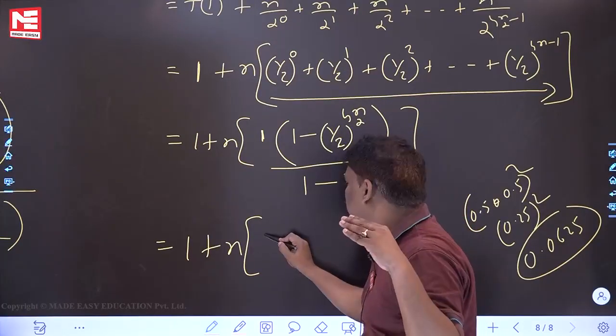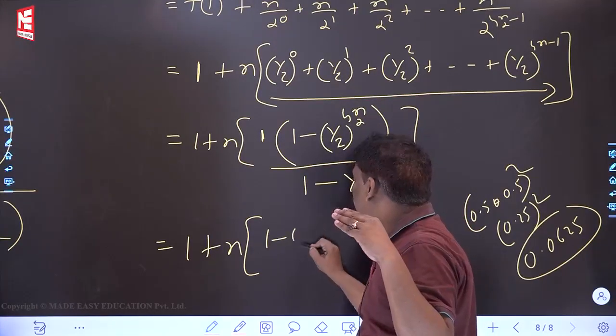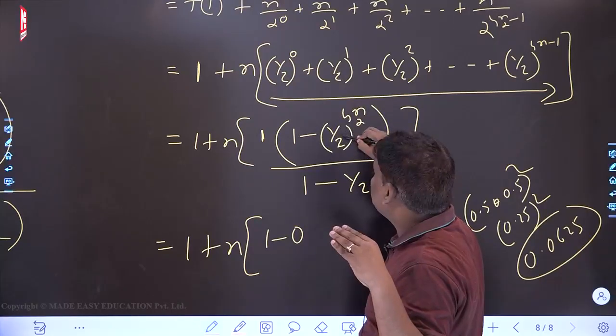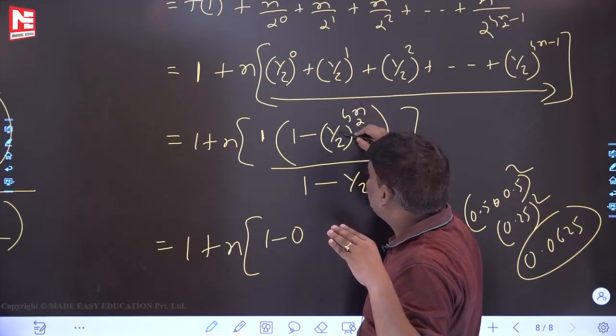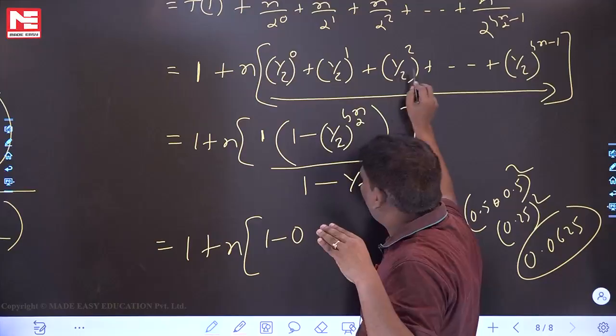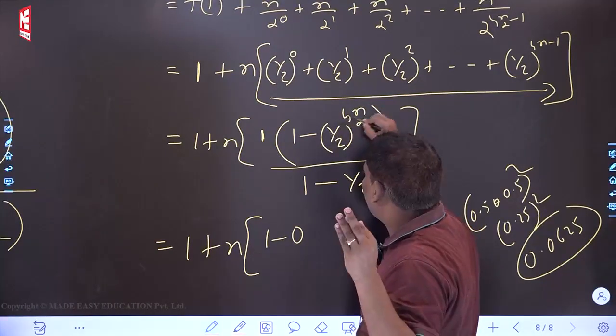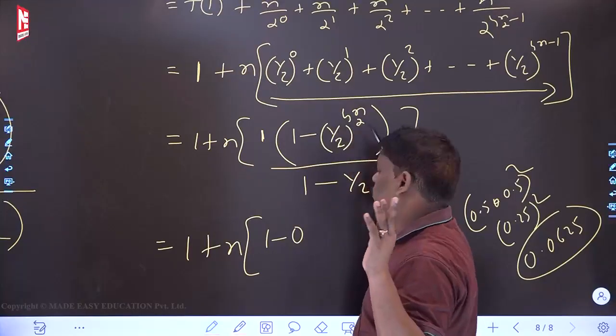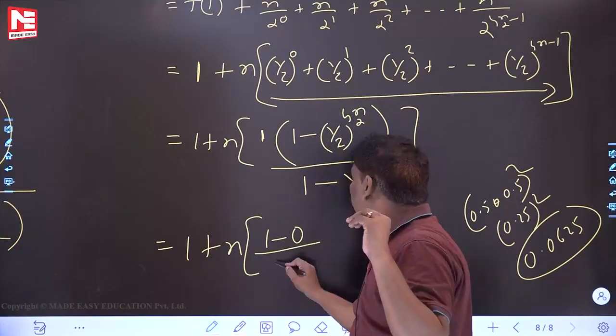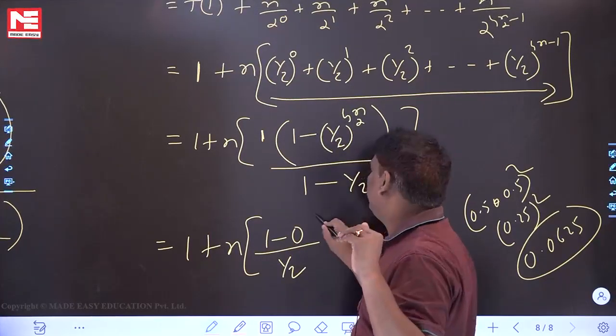Let me write now. This is nothing but 1 minus 0. See this one. 1 by 2 is 0.5. If I do whole square, 0.25. If I do once again whole square, 0.0625. Decreasing, decreasing, this will become almost like constant, almost like 0. 1 minus 0 by 1 minus 1 by 2 means 1 by 2.